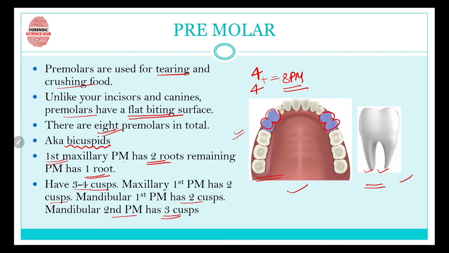Here we have the central incisors. These are the central incisors, these are the lateral incisors, these are the canines, and this is the first premolar, second premolar, first premolar and second premolar.